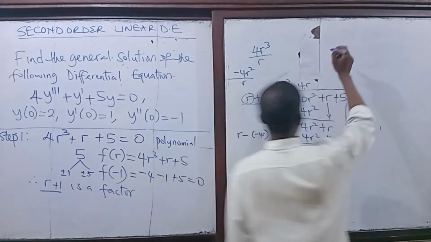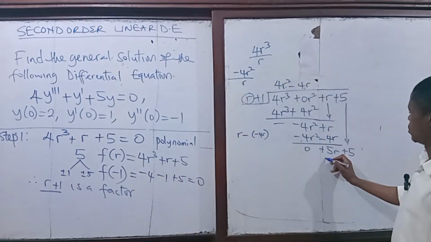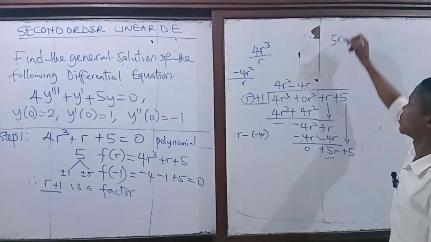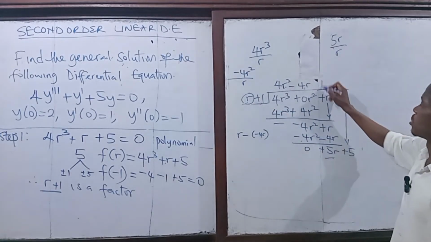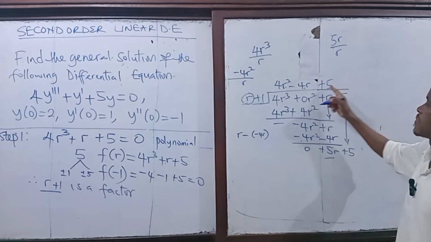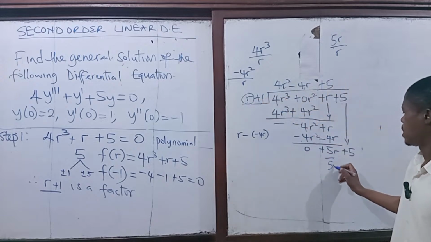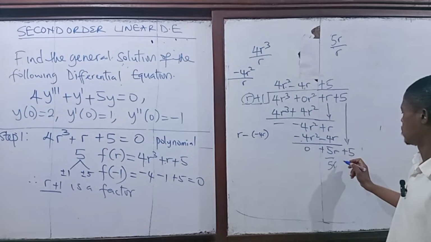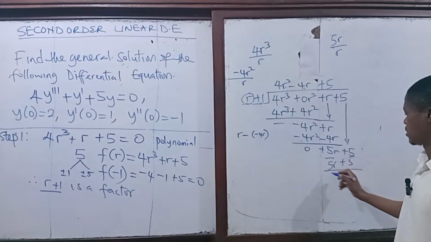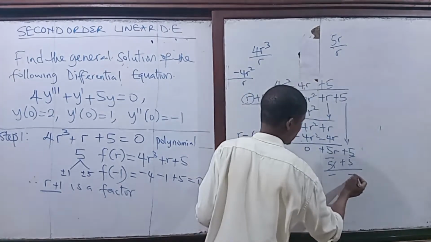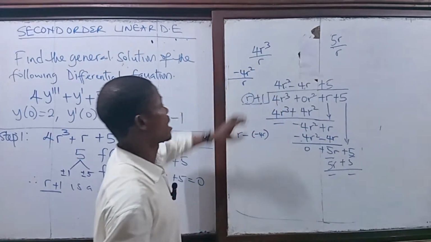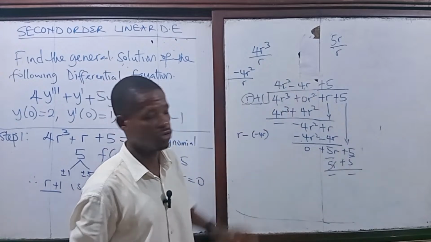Repeat the process. 5r over the first term of your divisor gives plus 5. 5 times r is 5r, and 5 times 1 is plus 5. When you subtract, it will be 0, and the remainder is 0. This confirms r plus 1 is a factor.